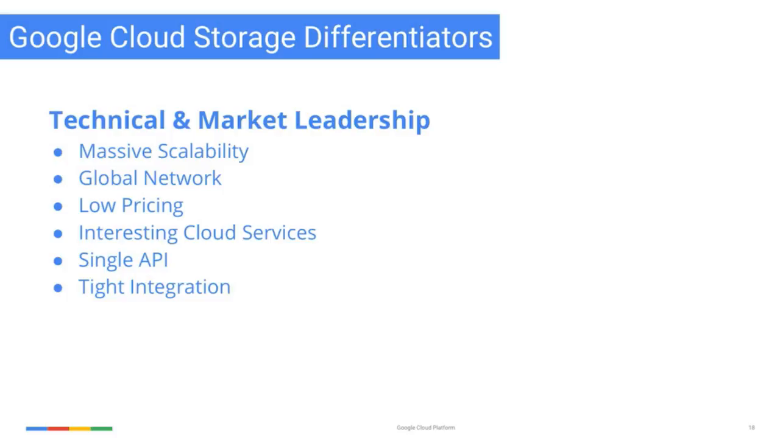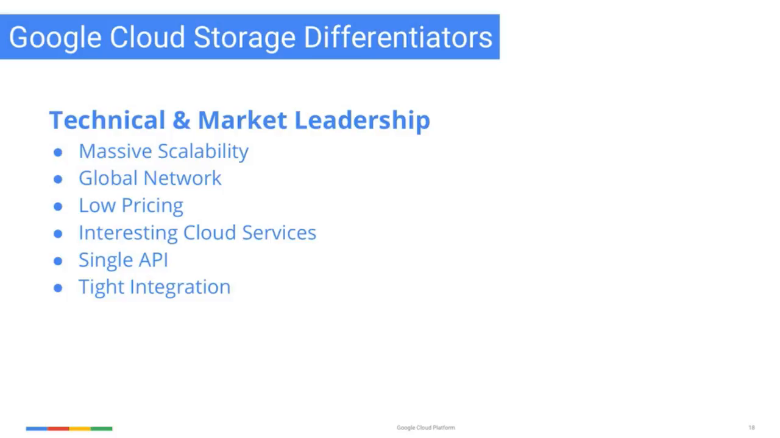We have a single API, and this is a real distinction between us and other cloud services. You don't need to write your data for primary or for your standard storage in one way and write it in a separate way for your archive storage, right? Across all of our tiers of storage, it's the same single API.